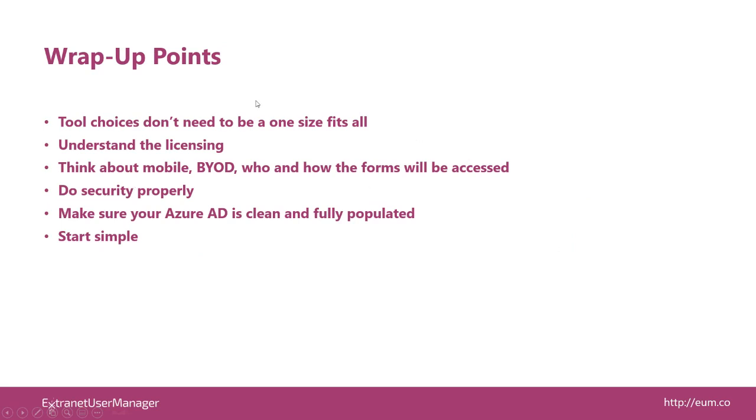And just wrap-up points. These are actually the same wrap-up points from Tuesday. The tool choice doesn't need to be one size fits all. You might have a combination of Power Apps and HTML forms and Microsoft Forms for different purposes through there. But really understand the licensing implications of that. What do you get with your 365 licensing versus what gets you into premium licensing? How are you dealing with mobile? Bring your own device. Broken record, I know, but do your security properly, and make sure your Azure AD is properly set up. It's fully populated. And start with something simple. Maybe that leave request example or something like that from Microsoft Forms is a great way to get your feet wet.